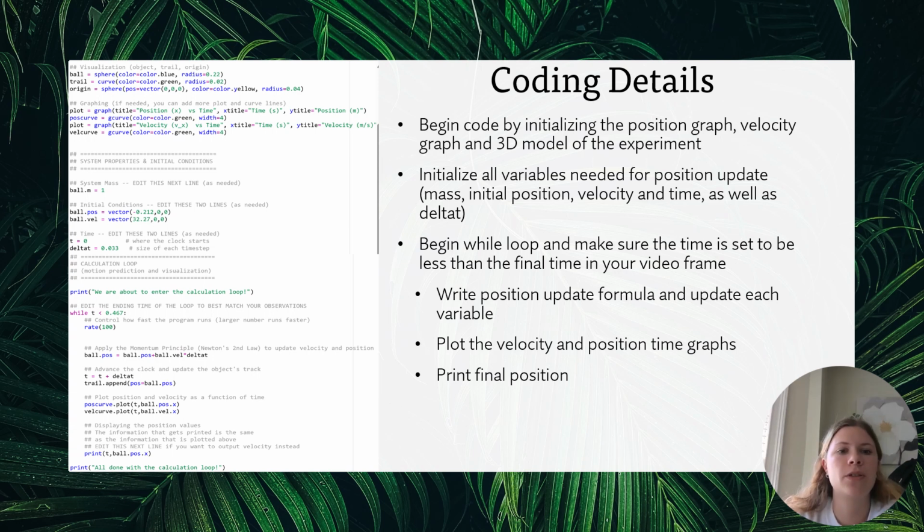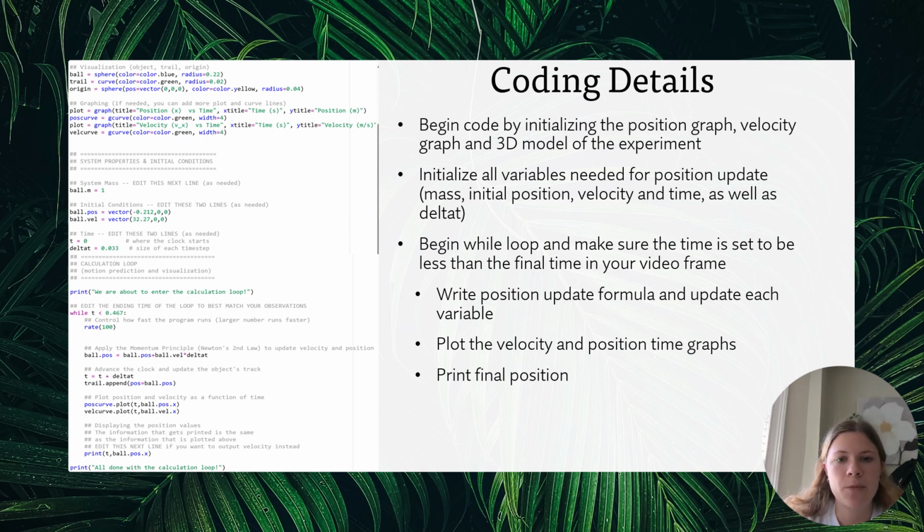Coding details: the code began with initializing the position graph, velocity graph, and 3D model. That was in the starter code, and then I had to initialize all the variables needed for the position update formula: the mass, initial position, velocity, and time, as well as delta t. The net force was not used because it was supposed to be 0. The mass also was not used because the net force was 0.